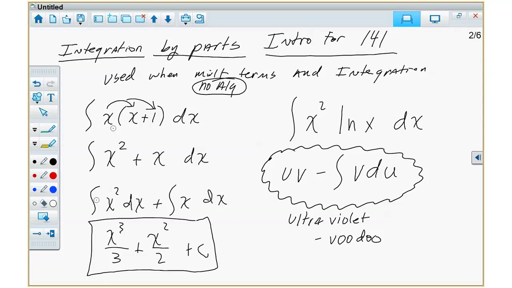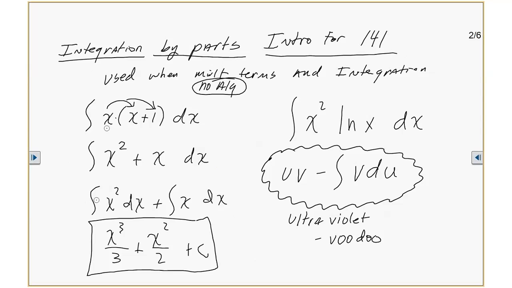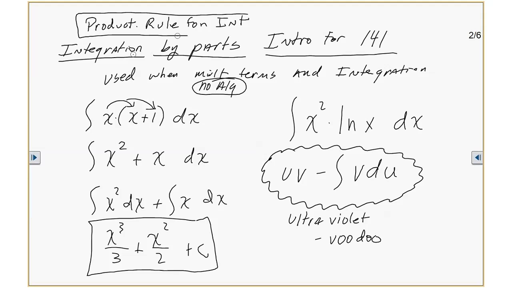Right here. See, I could use integration by parts here, but I don't have to because I can use algebra. But here, you can't use algebra. And it's multiplication. So just think of integration by parts as the product rule for integration. The product rule for integration.